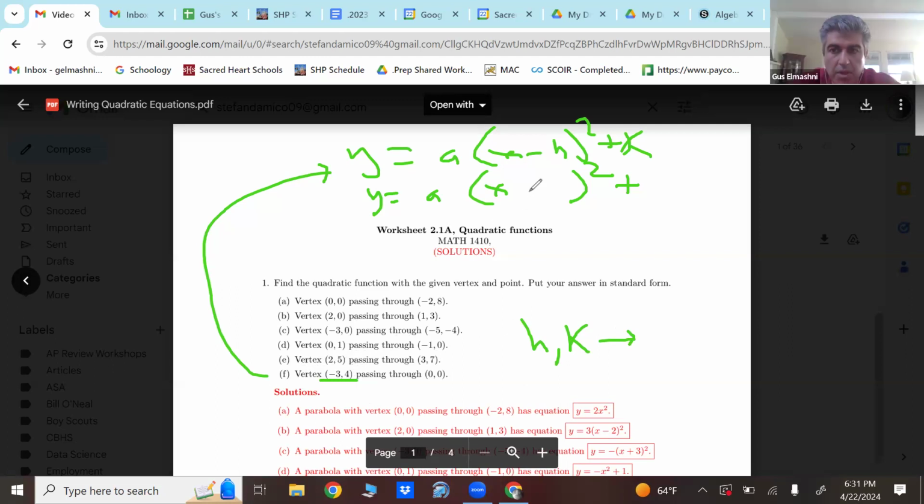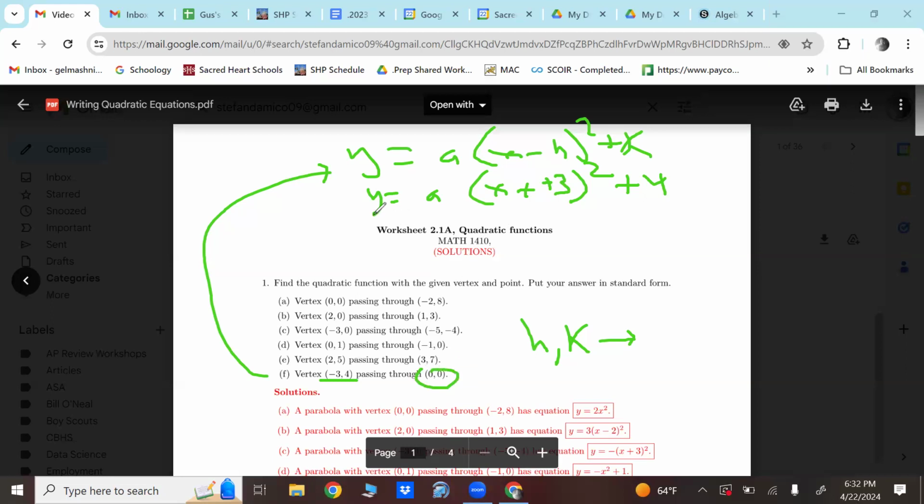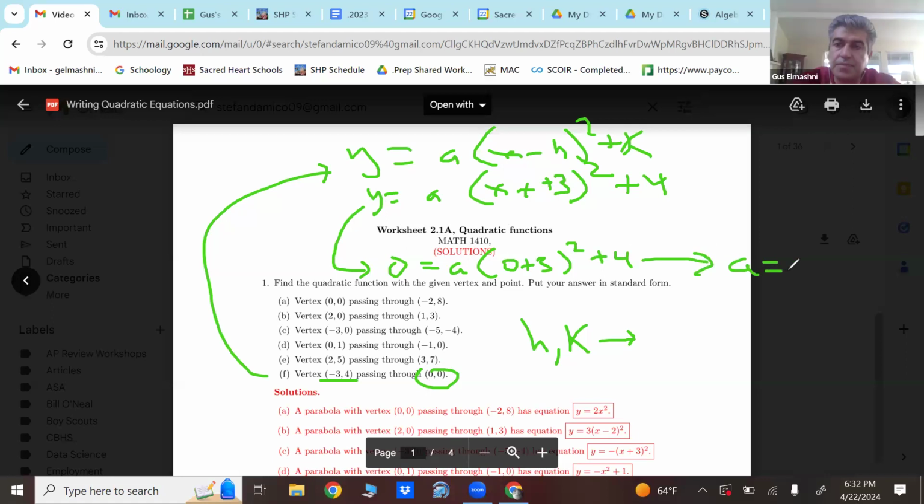Okay, so we're going to plug in 3 for H, and then plus 4. And we have minus and negative. That becomes what? Positive. Good. So you have y equals a times x plus 3 squared plus 4. Now you're going to plug this in for x and y. Now solve for a.